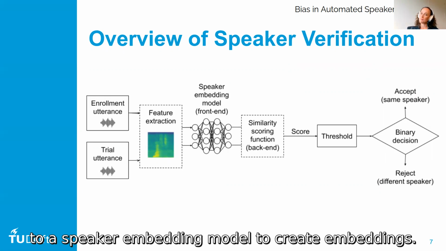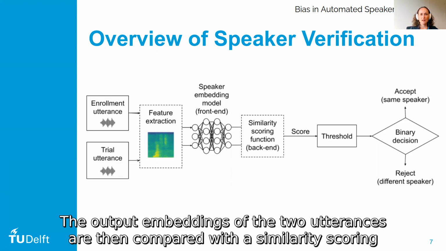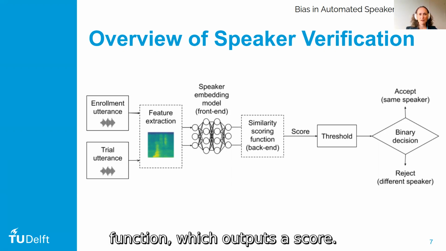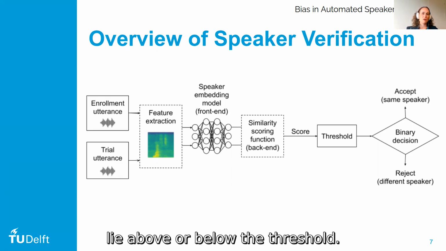Features are extracted from the raw audio files of the utterances and used as input to a speaker embedding model to create embeddings. Today, the models used are typically deep neural networks. The output embeddings of the two utterances are then compared with a similarity scoring function, which outputs a score. The system is tuned to a threshold and accepts or rejects speakers depending on whether they lie above or below the threshold.